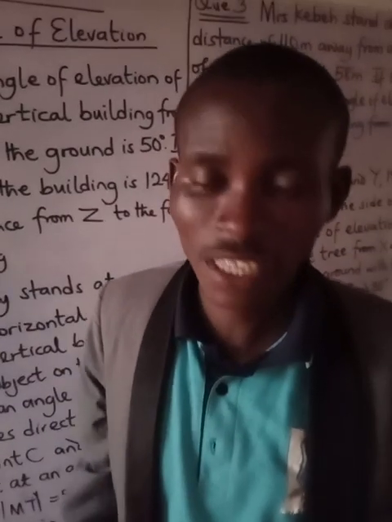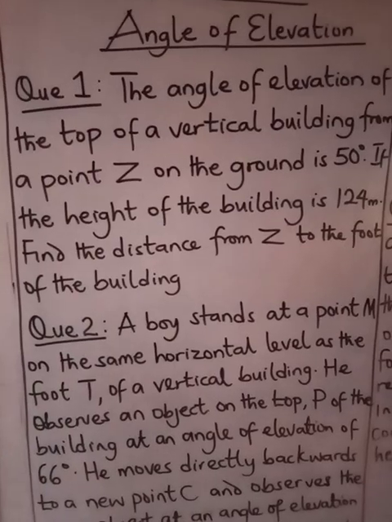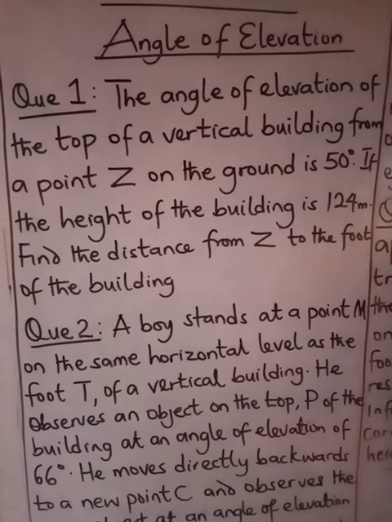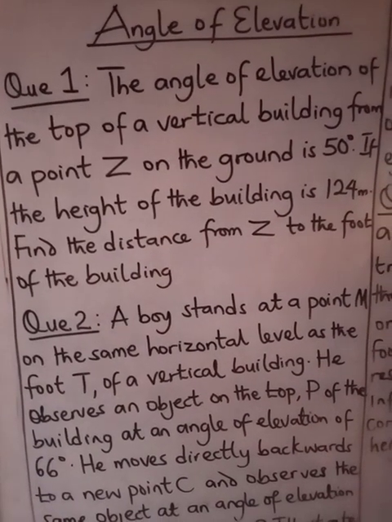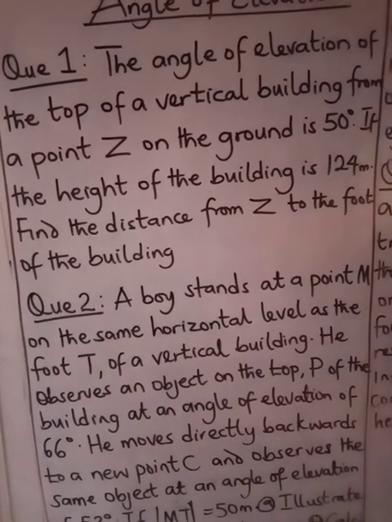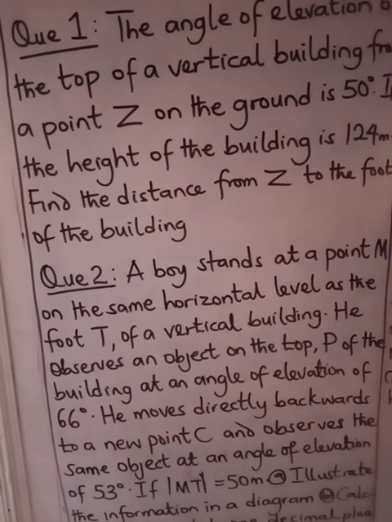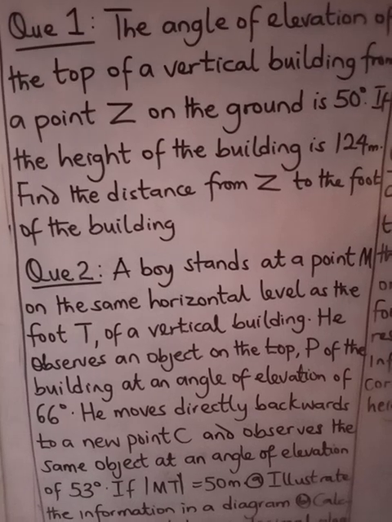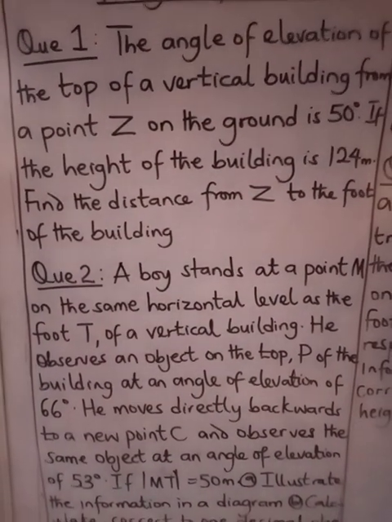So let's quickly check the questions that we have. Question 1: the angle of elevation of the top of a vertical building, like I described for you now, from a point Z on the ground is 50 degrees. If the height of the building is 124 meters, find the distance from Z to the foot of the building. So can we do it now?